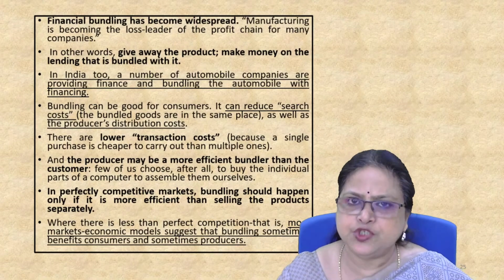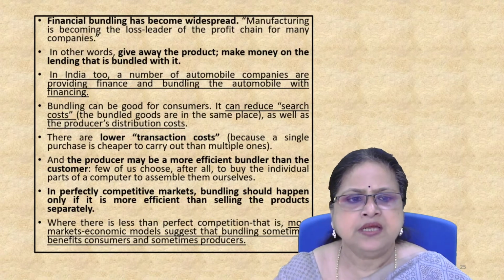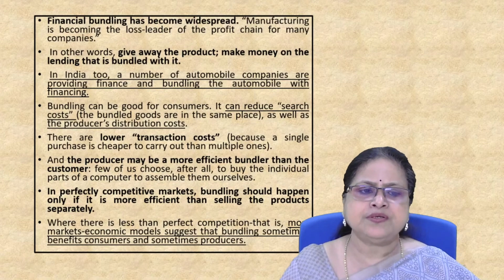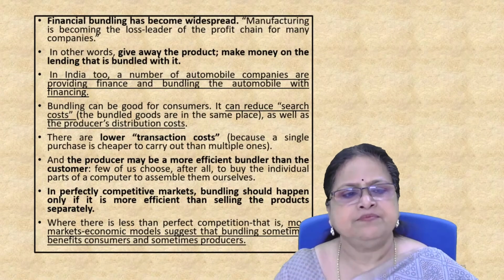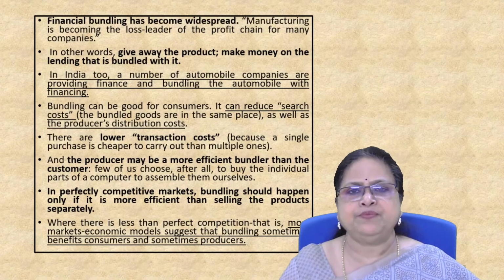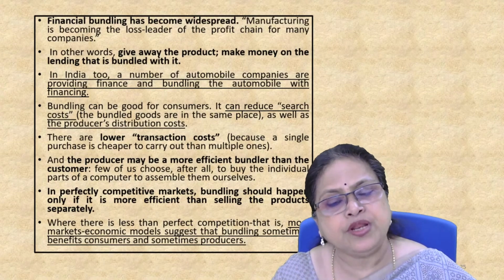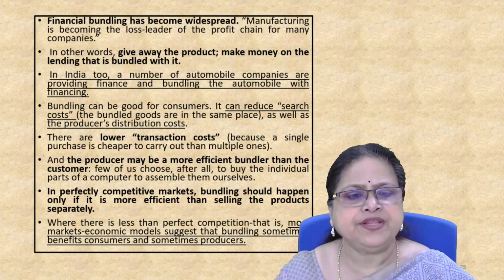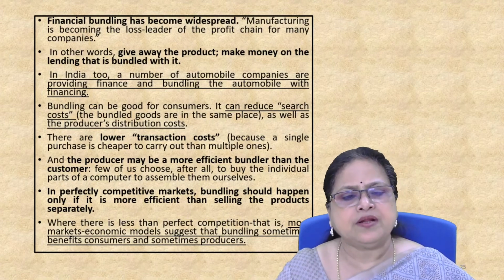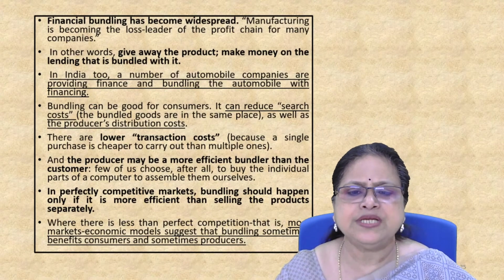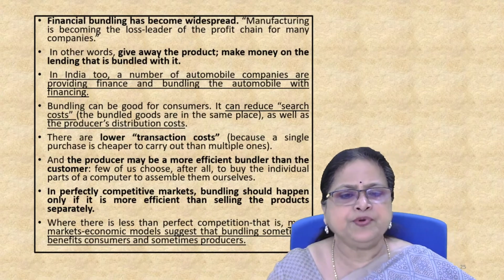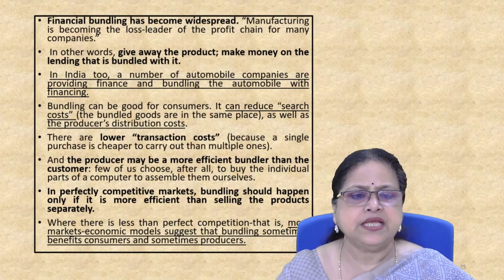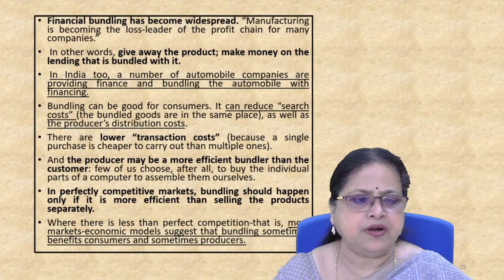Bundling can be good for consumers. It can reduce search cost. The bundled goods are at the same place, and the producer's distribution cost is also reduced. There are lower transaction costs because a single purchase is cheaper to carry out than multiple ones, and the producer may be a more efficient bundler than the customer. More than the customer, the producer knows very well what to choose and what combination to choose. Few of us choose to buy the individual parts of a computer and assemble them ourselves. The person who is assembling has better knowledge, so the producer may be an efficient bundler in that sense.